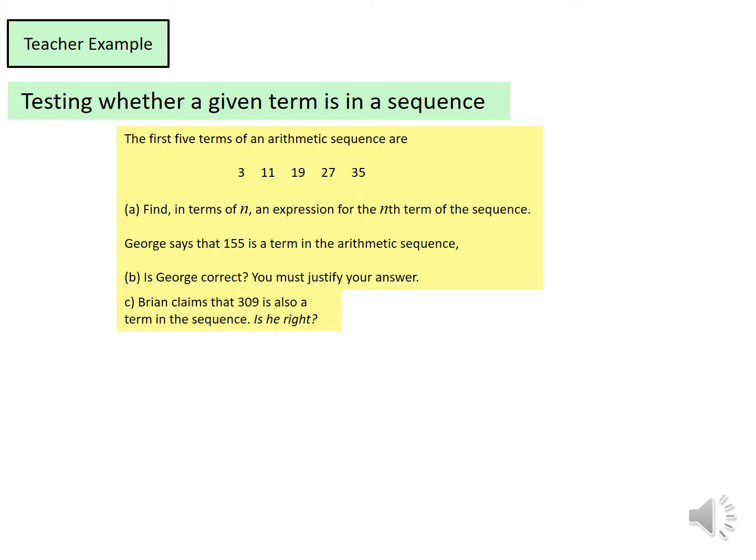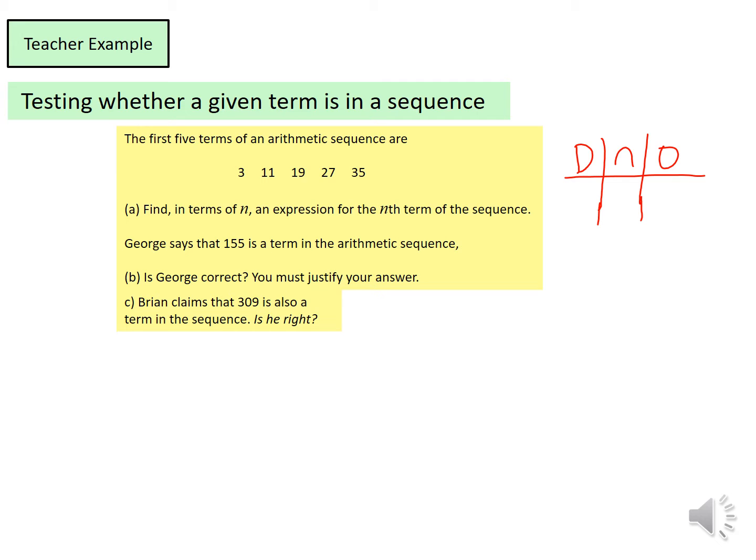The first 5 terms of an arithmetic sequence are 3, 11, 19, 27 and 35. Part A says find, in terms of n, an expression for the nth term of the sequence. So we're going to find the nth term expression using the DNO method. Okay.